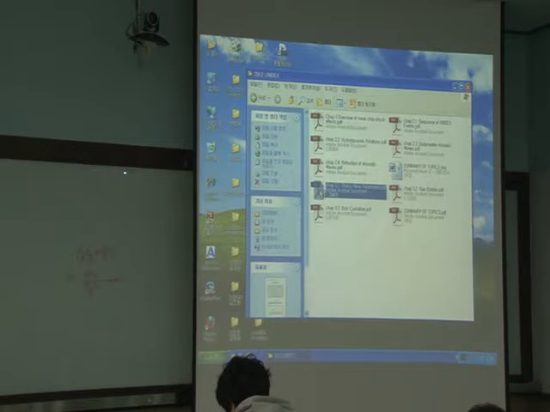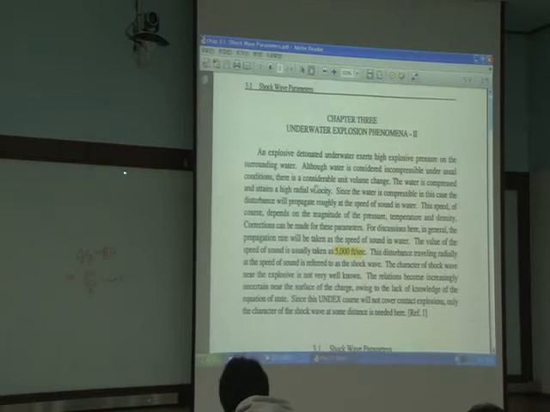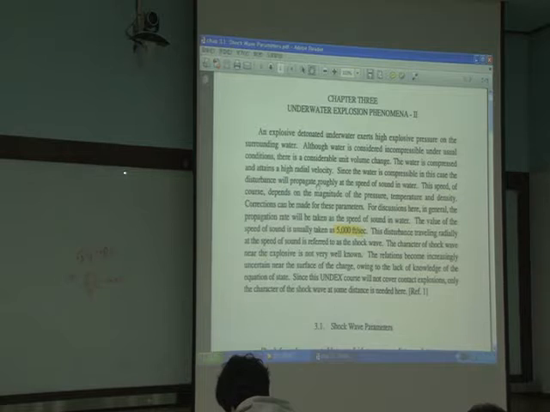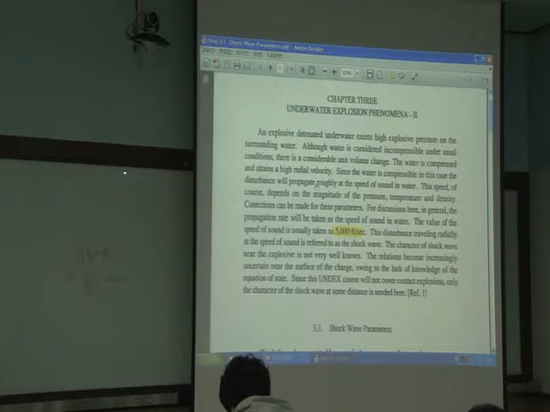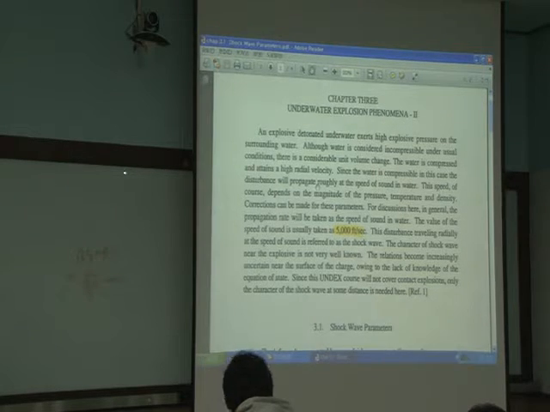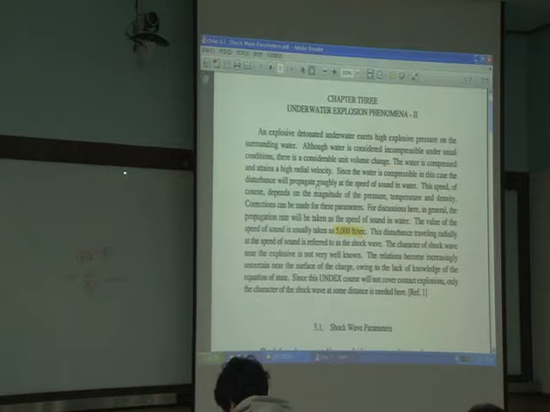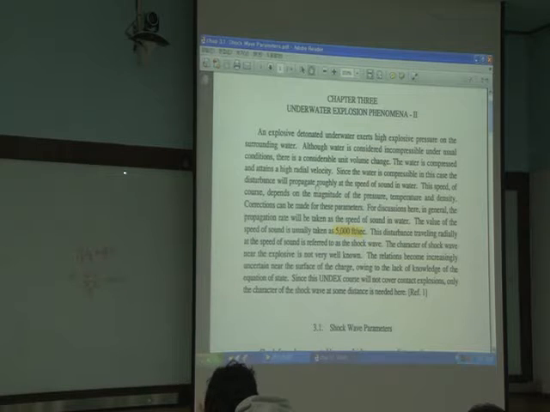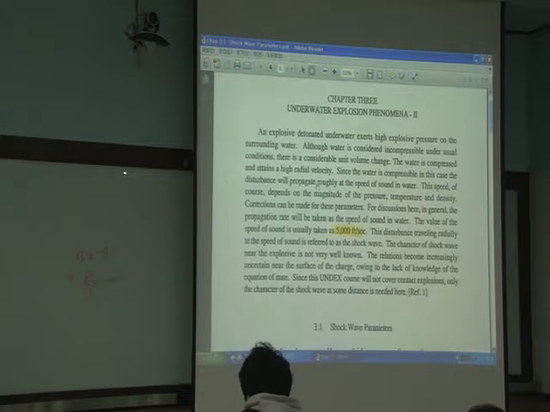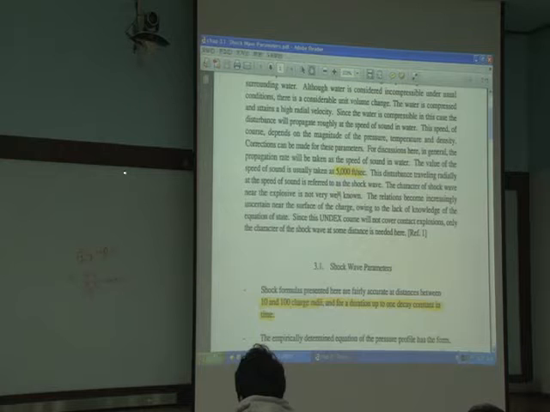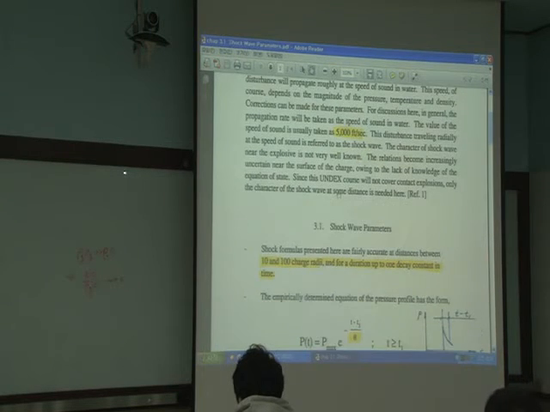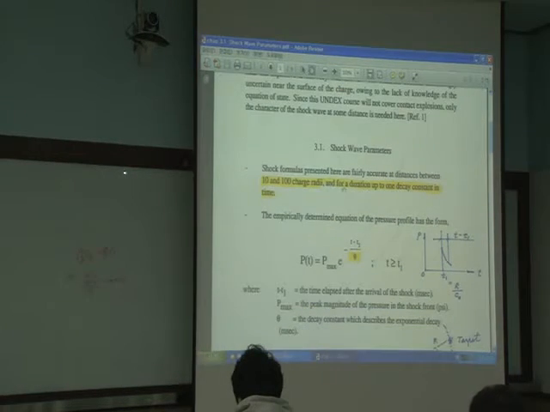So next is real application. When I say application, based on the chapter 2 knowledge, and with lots of experiments done before, mostly in the U.S. Navy, there is an empirical formula they generated. That's what I'm going to show you on this.